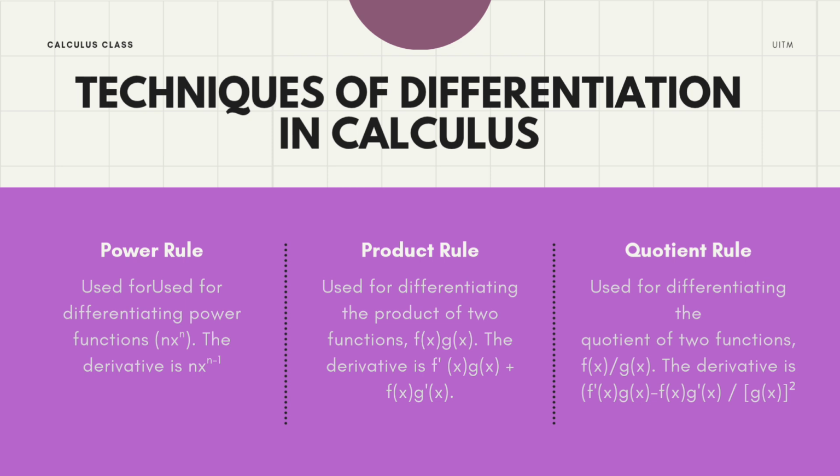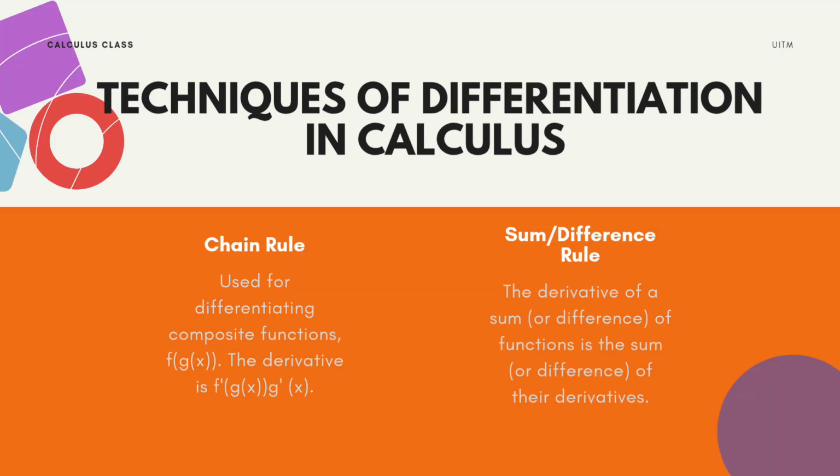First, techniques of differentiation in calculus. First, the power rule, used for differentiating power functions. Second is the product rule, used for differentiating the product of two functions. Third is the quotient rule, used for differentiating the quotient of two functions. Fourth, the chain rule, used for differentiating composite functions.